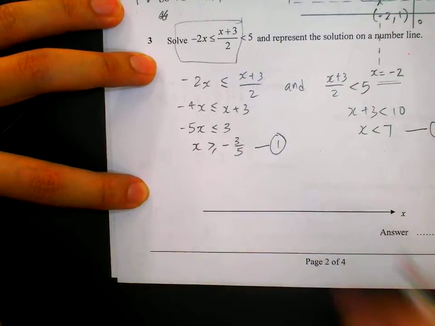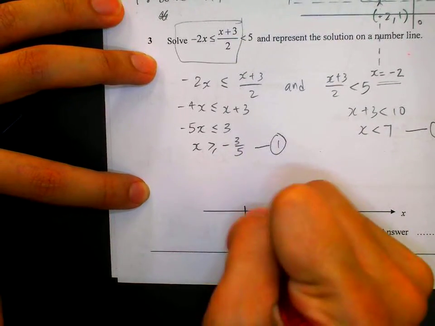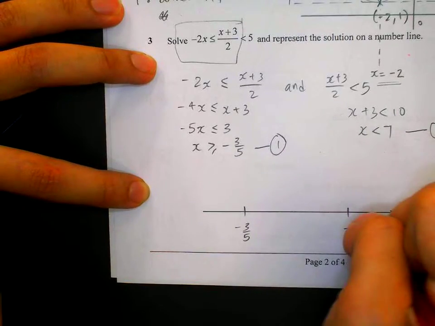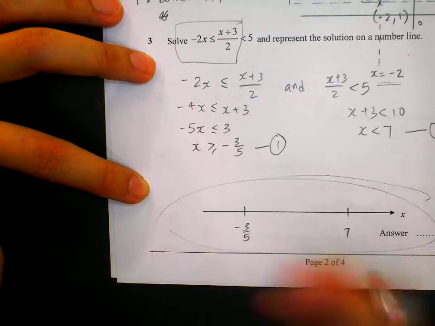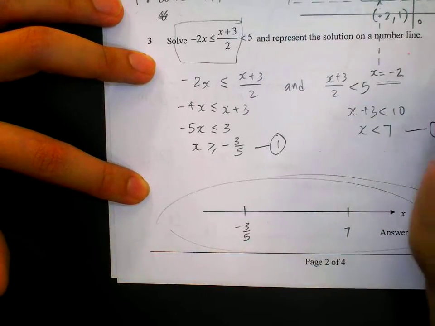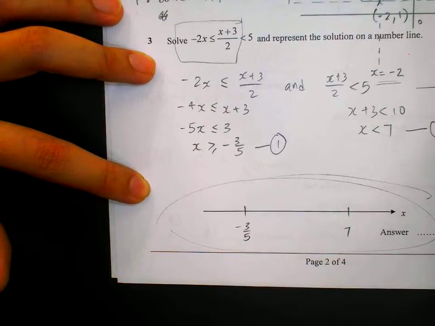So x is supposed to be greater than or equal to negative 3 over 5. It is supposed to be less than 7. Now, this over here is my final working, my final solution. So I draw one for my own working. This is my x. I've got negative 3 over 5. I've got 7 over here.